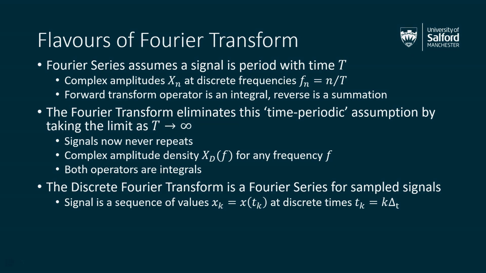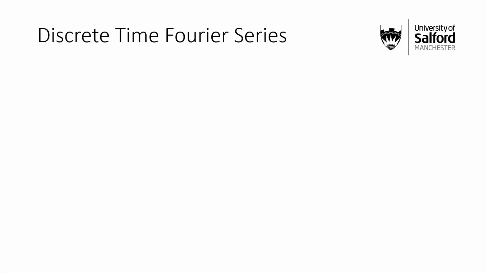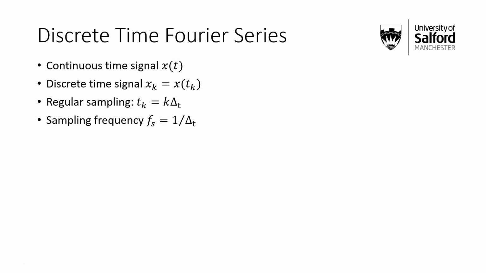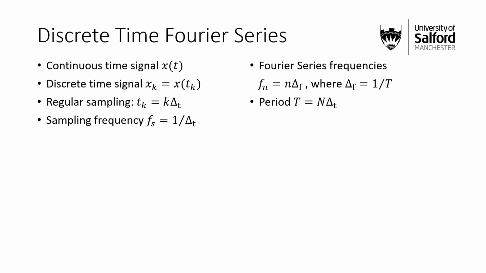So what might this work like? So let's start off, and we've got a continuous time signal, and we've got a discrete time signal, and we've got regular sampling. We've got a sample frequency fs is 1 over the spacing between the sample times. So those are all the bits about the fact that this is a sampled signal. Then on the right we've got the stuff to do with the fact it's a Fourier series. So we've got some Fourier series frequencies. fn is n delta f, where delta f is 1 over big T, the period.